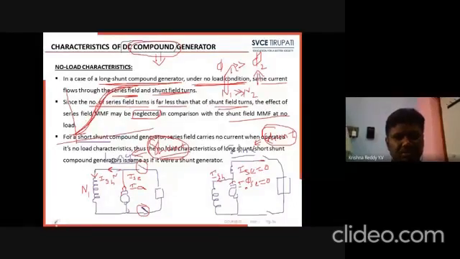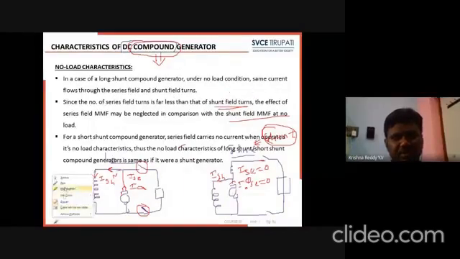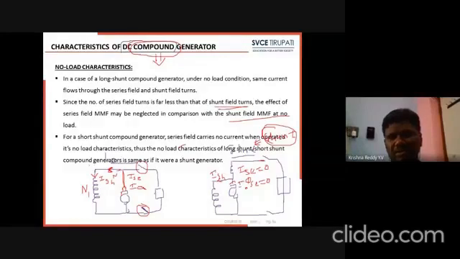This is the open circuit characteristics of the compound generator. We are seeing the theory. Under no load condition, the current flowing through the series and shunt circuit terms is the same because these two are connected like this. Also, the series field winding has fewer turns. That's why the flux produced by the series field winding we are neglecting. Then it is the same as the DC shunt generator.